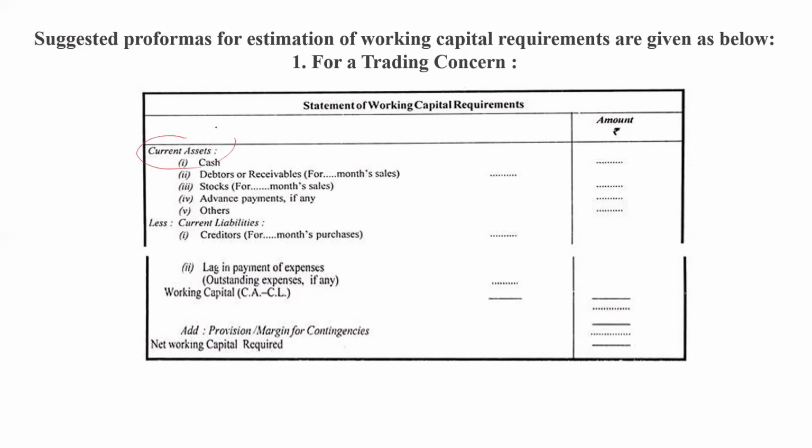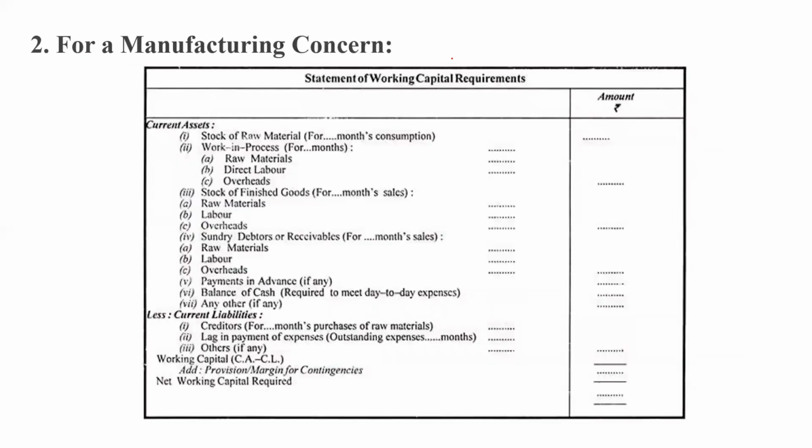Here, first of all, is the list of current assets. It is the calculated amount of all the figures on the basis of formulas which I have already explained previously. Then these are the current liabilities. You have to make totals of these, and working capital is just the subtraction of current liabilities from current assets. After that, you add some margin for contingencies, and this is the net working capital required. This is how you can calculate the total amount required for your working capital, and this performa is specifically for trading concerns only. So what is the performa for a core manufacturing concern?